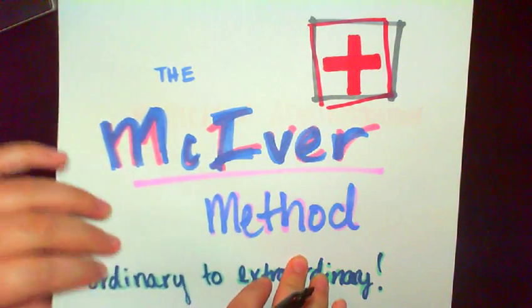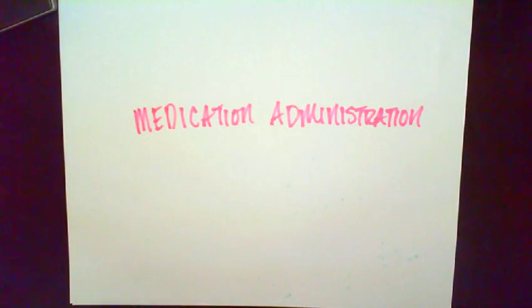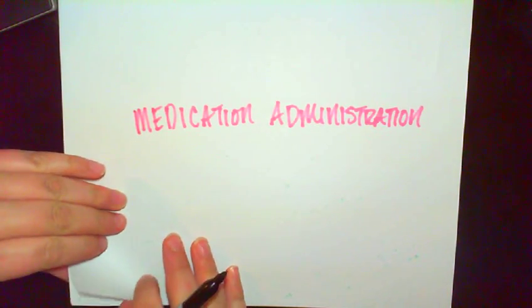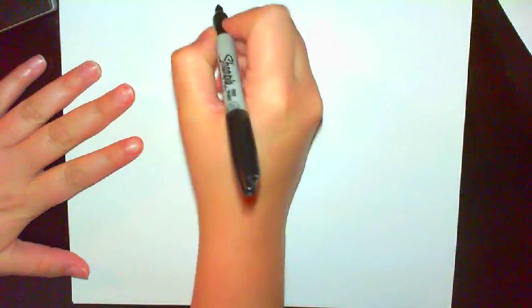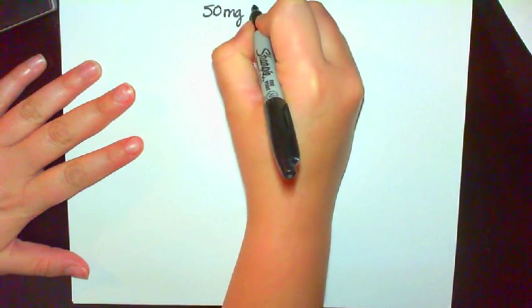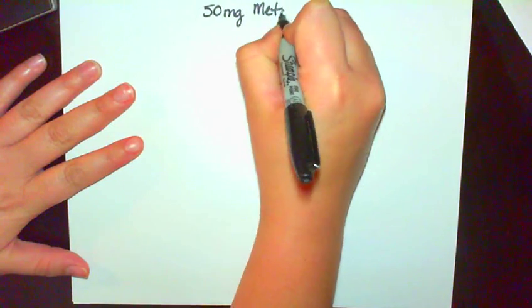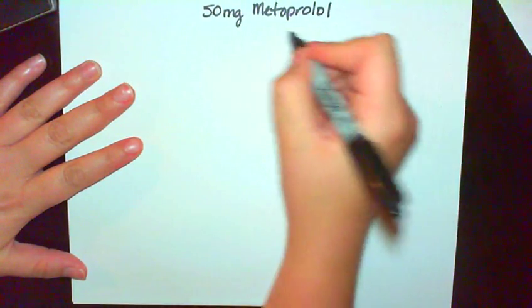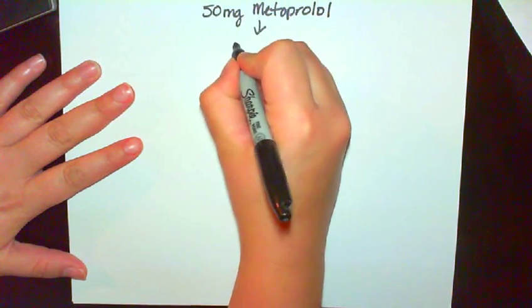Today's topic is going to be medication administration, specifically pills. So let's talk about how to give a pill. Let's say that we are going to give 50 milligrams of metoprolol. Okay, 50 milligrams of metoprolol can come in a pill form.